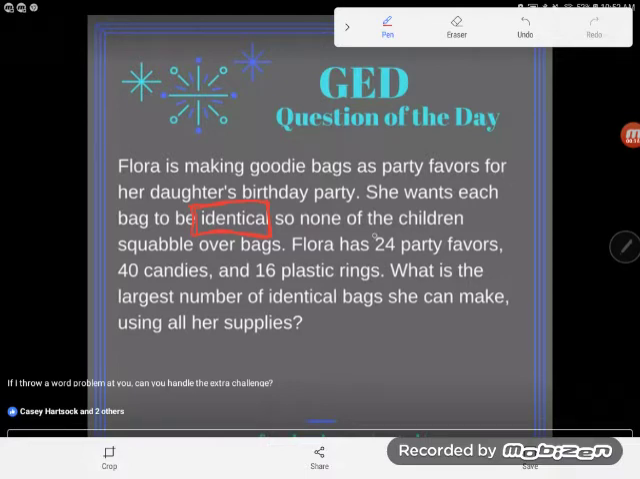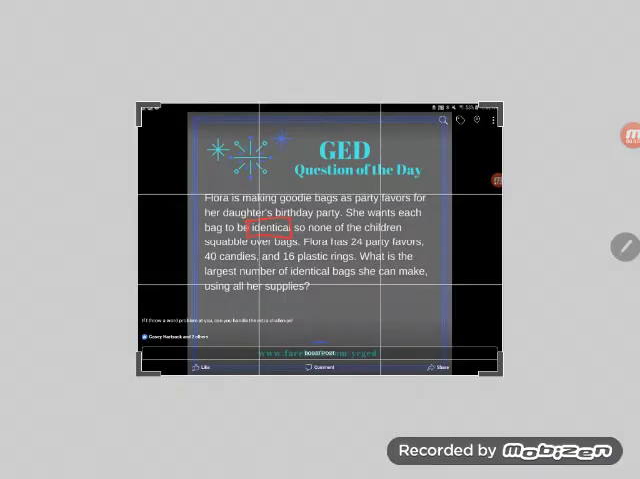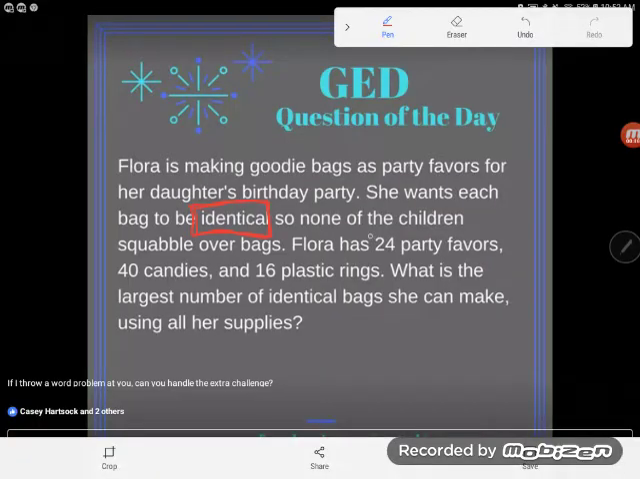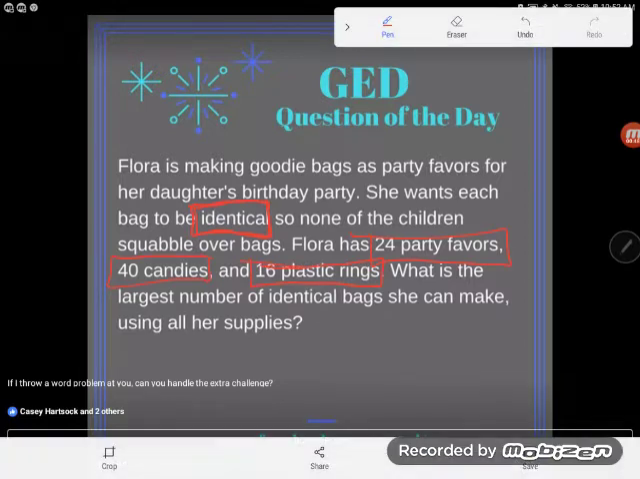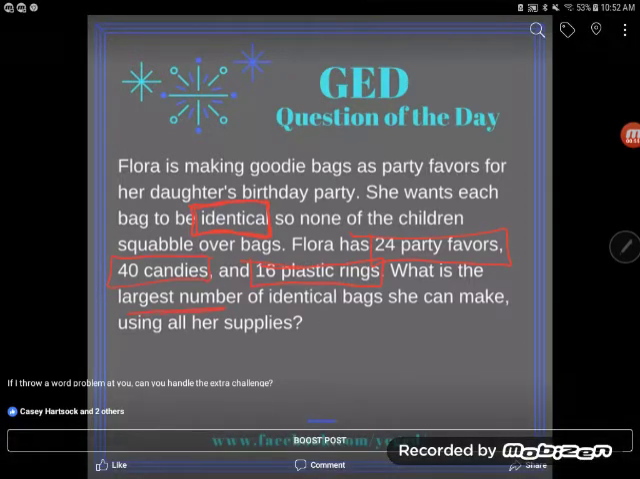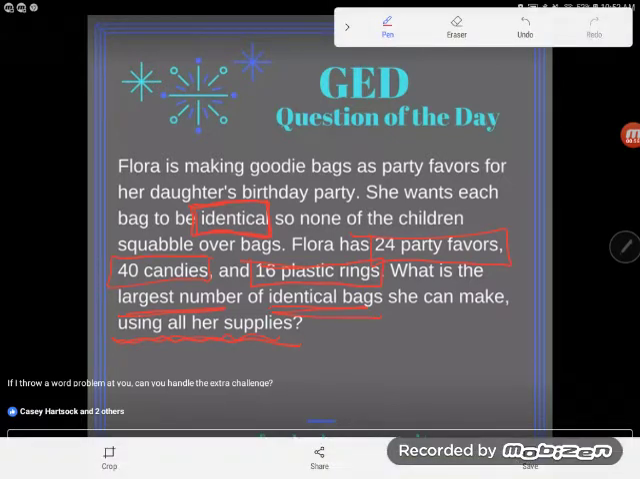Flora has 24 party favors. Whoa, what just happened? Flora has 24 party favors, 40 candies, and 16 plastic rings. Numbers are useful in math. What is the largest number of identical bags she can make? And here's the important part, using all of her supplies.